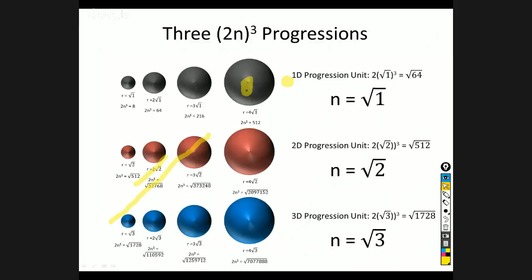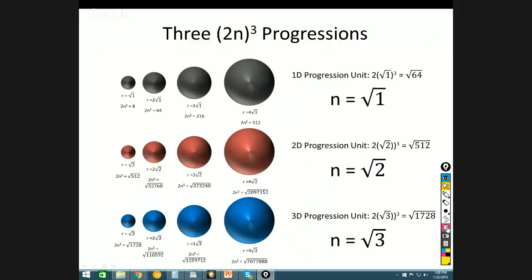All right, but the next slide has to do with the fact that within the 2n cubed progression, when n is 1, we have 2 to the third, which is 8. And then when n goes to 2, we go to 64. And 3 takes us to 216. And 4 takes us to 512, and so on.